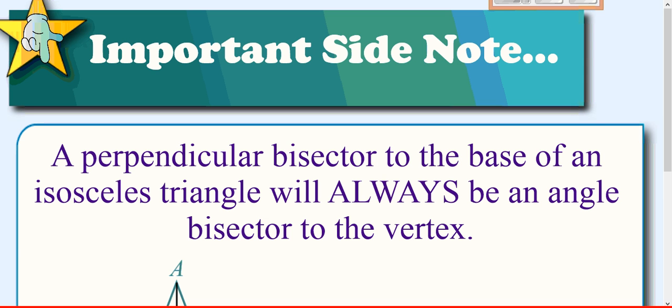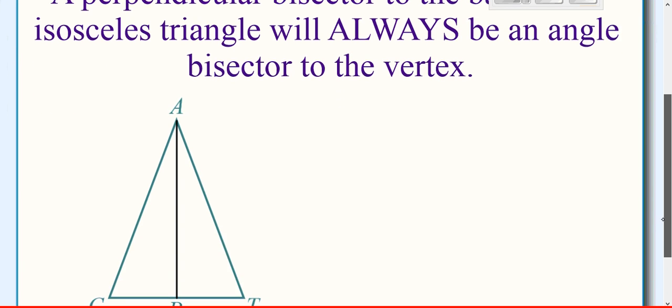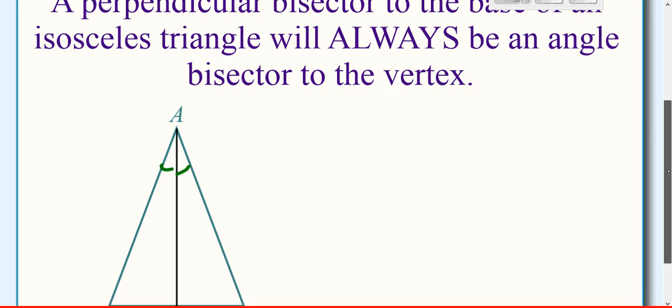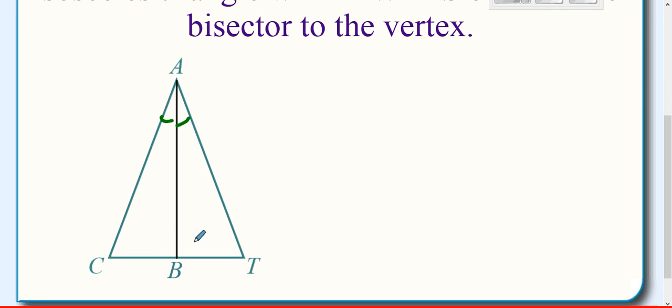So one more thing about isosceles triangles with the perpendicular bisector drawn in. That perpendicular bisector will also always bisect the angle up top, the vertex angle. That perpendicular bisector down the middle splits it into two congruent triangles. So everything on each half will be congruent. It's kind of a good way to think about it. It splits the isosceles triangle in half.